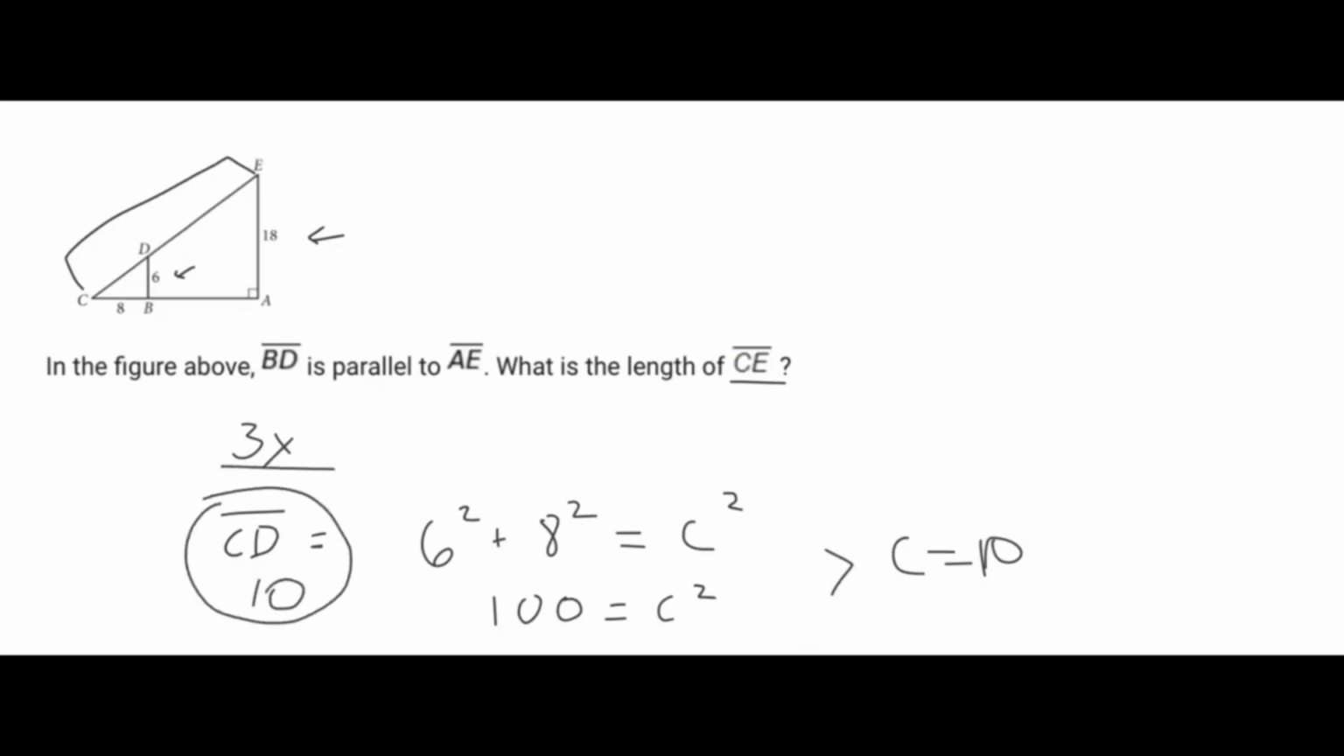And because we know the scale factor is 3, we would have to apply the scale factor to our value of 10. And so ultimately, our final answer for the length of side CE would be 3 times 10, which would be 30.